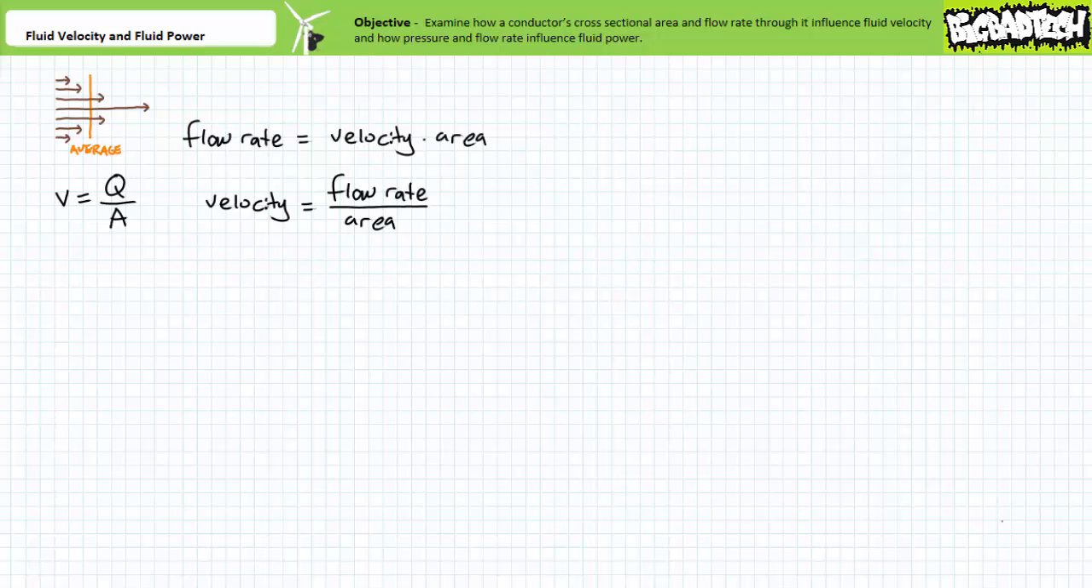Coming at this from the opposite end, a rearrangement of this relationship suggests that flow rate is velocity times area, which again makes perfect sense. When cross-sectional area is held constant and we increase velocity, flow rate increases.